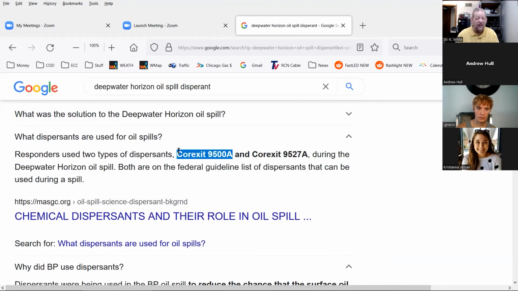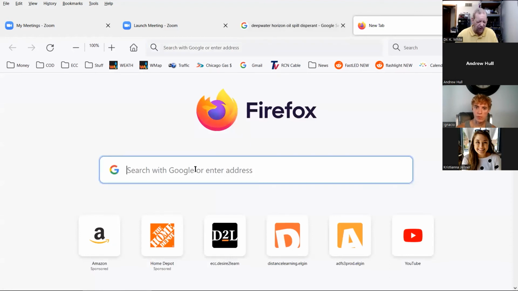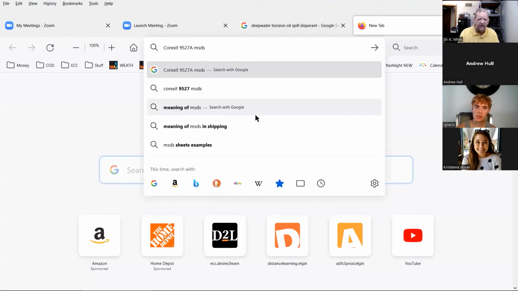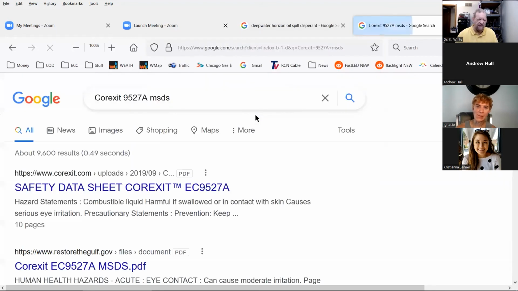But anyways, here's something to learn about why I'm teaching you. This will never be on a test, but you can use this the rest of your life. Every chemical that's made and used in the United States has what's called a material safety data sheet. I looked up Corexit, and I think some of them have been taken down since this tragedy. Go to Google, put in the name of a chemical, put in MSDS, Material Safety Data Sheet.